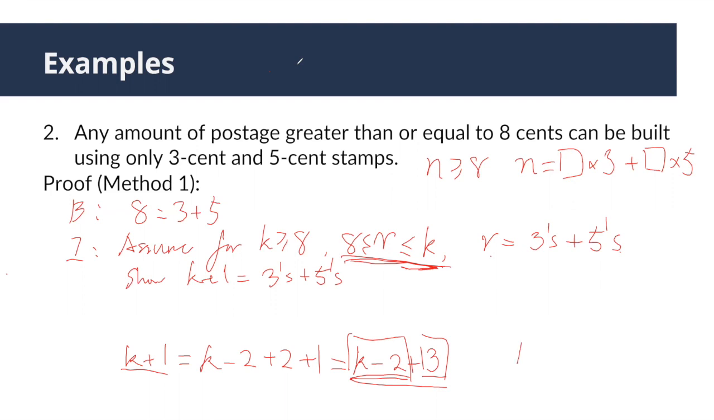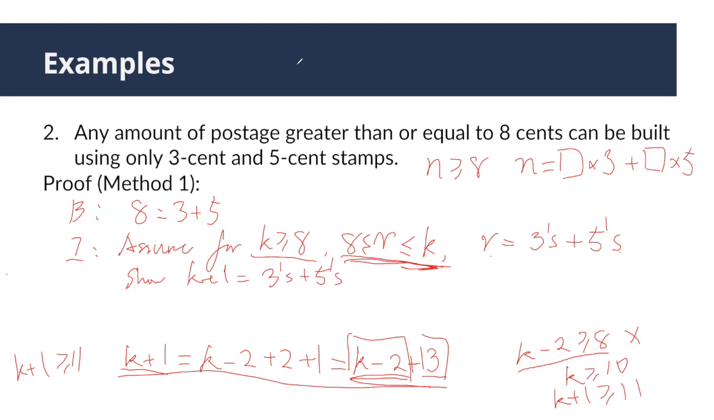However, can we guarantee k minus 2 is greater than or equal to 8? No, we cannot, because we only assume that k is greater than or equal to 8. But now let's see how we can make sure k minus 2 is greater than or equal to 8. So let's derive the value of k. k must be greater than or equal to 10. And therefore, k plus 1 must be greater than or equal to 11. Therefore, as long as k plus 1 is greater than or equal to 11, this technique we used previously is valid.